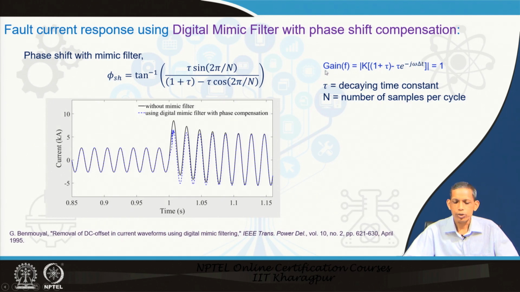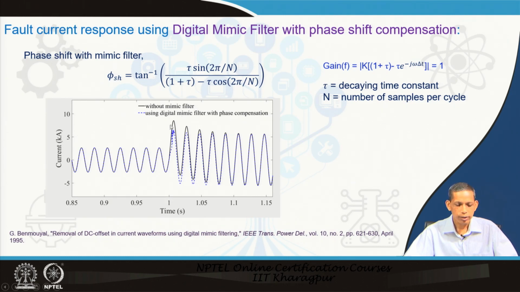However, if you see this gain, for a particular nominal frequency the gain becomes 1, and it has an imaginary and a real component. So, the phase shift by the mimic filter, which we see in the analog domain also, becomes equal to tan inverse of the imaginary part divided by the real part in the digital domain. This phase shift can be obtained and compensated in the digital platform. By doing that compensation, we have two plots: without mimic filter and using a digital mimic filter with phase compensation.